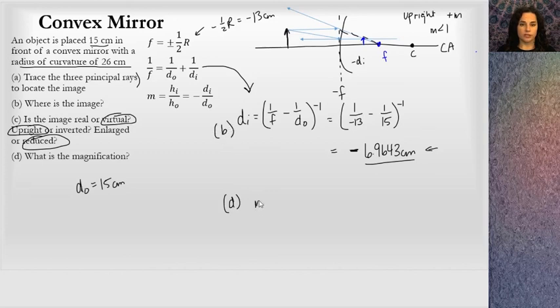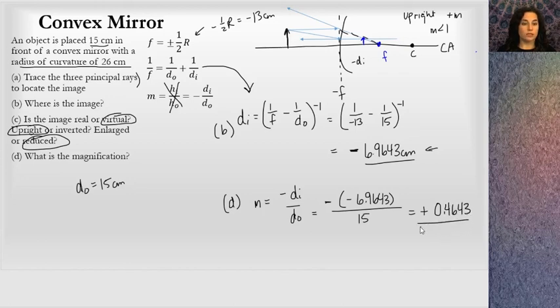Calculate the magnification. I don't know the image height or object height, so that portion of the equation I can't use. So let's use negative DI over DO. I'm going to take the negative of the DI that I found, which is negative 6.9643, and divide by DO, which was 15. When I calculate this, I get a magnification that's a positive value. And so I get positive 0.4643.